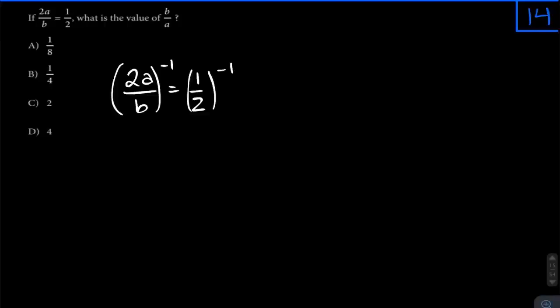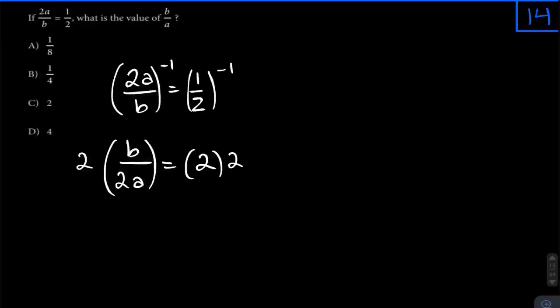To do that, we just write a -1 in the power. That means we end up flipping both sides. That's how you write that mathematically. This becomes b over 2a equal to 2. And then, to get b over a, you need to get rid of this 2. How do you get rid of that 2? Well, you could multiply by 2 on both sides, and you get b over a is equal to 4.